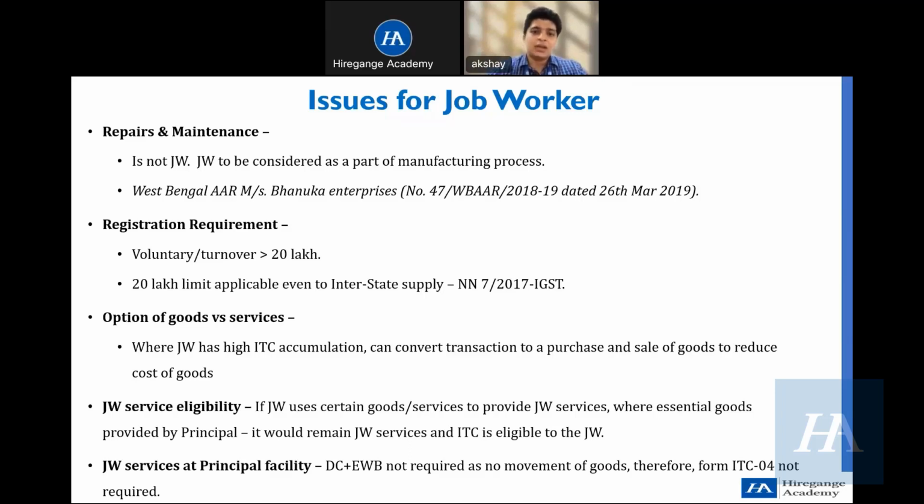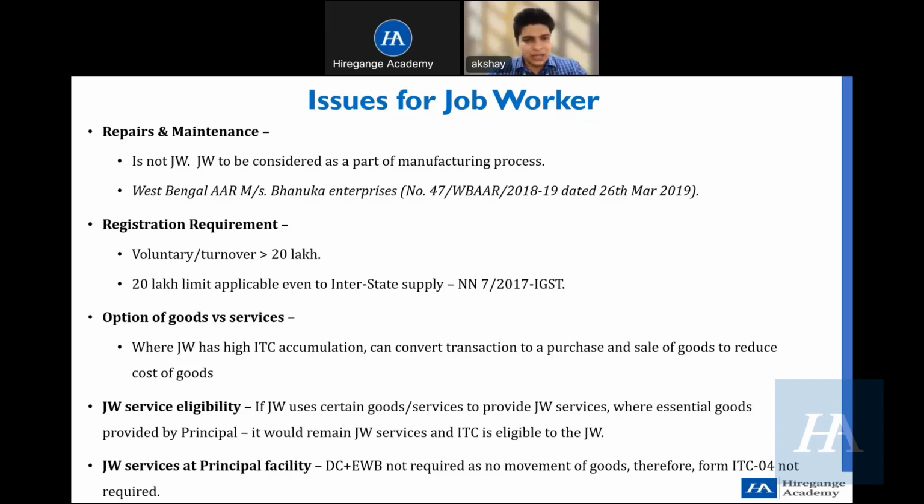In this situation, he'll be able to utilize more of his credit because the transaction value, of course, will increase in these situations. And because he's utilizing his ITC, he will be able to give a better competitive rate. And this will also enable the principal to claim such ITC. These are generally done in scenarios where the principal is fine with sending his goods as a sale and repurchase.